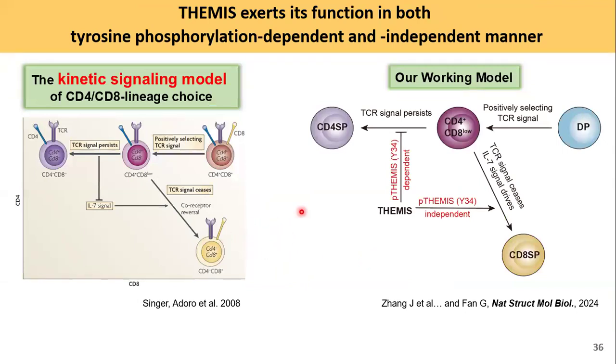So here is the final summary for this part of the talk. As we all know, during T cell development, the CD4, CD8 double negative cells first develop into CD4, CD8 double positive cells. And then they move to the CD4 positive, CD8 negative stage and make a decision about which path they want to go, either CD4 single positive or CD8 single positive.